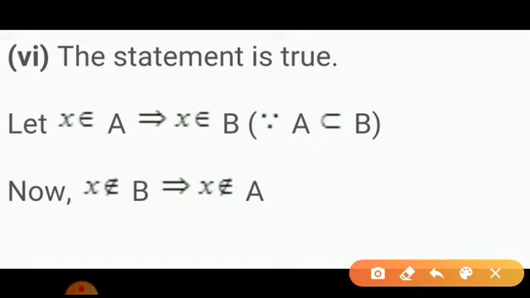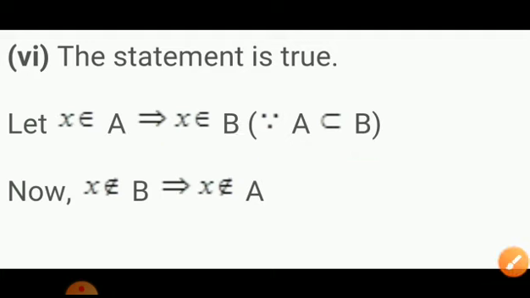What should we prove there? We should prove that if A is a subset of B and X does not belong to B, then X does not belong to A. Now suppose X belongs to A. If X belongs to A, that means X belongs to B because A is a subset of B. That means if X is not an element of B, it implies X will not be an element of A itself. Hope this is clear. Understood this one?